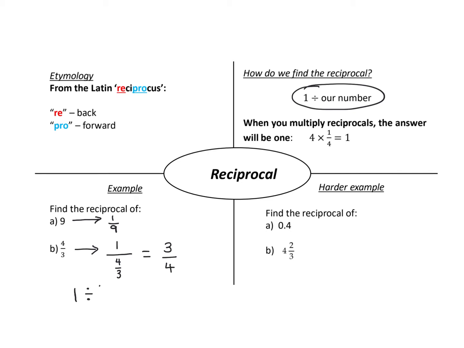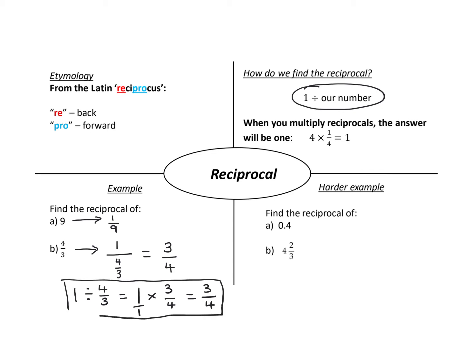If I am dividing 1 divided by 4/3, remember what we do is we do 1 multiplied by 3/4. 1 as a fraction is 1/1. 1 times 3 is 3. 1 times 4 is 4. Now, don't worry if that bit didn't make sense to you. Type it into a calculator. 1 divided by 4/3. It will give you the answer 3/4.